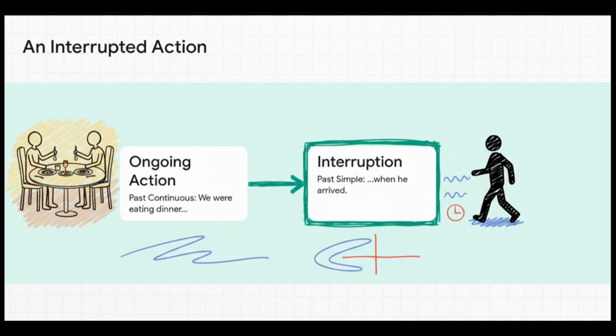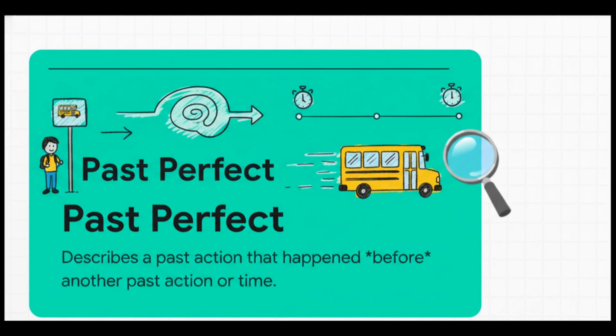You have the long background action, "we were eating dinner," that uses the past continuous, and then, bam, the short interrupting action, "when he arrived," uses the past simple. It's a classic storytelling combo. The past perfect is basically your grammar flashback tool.